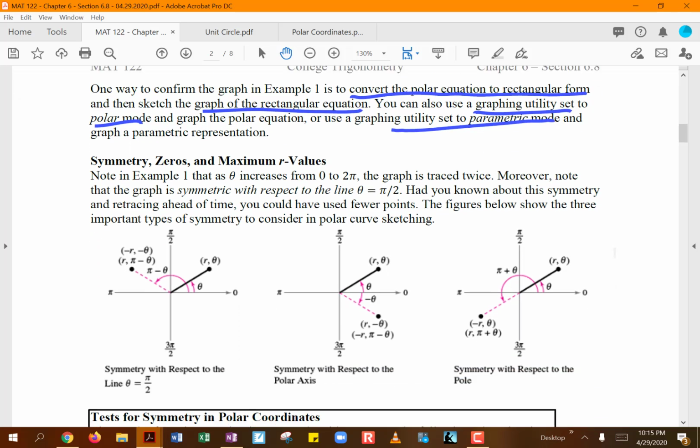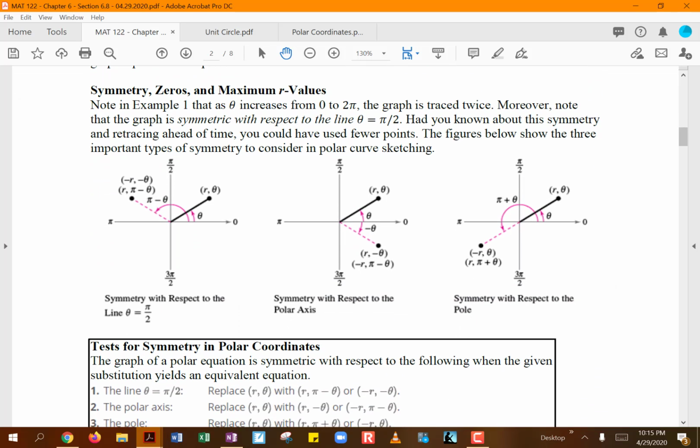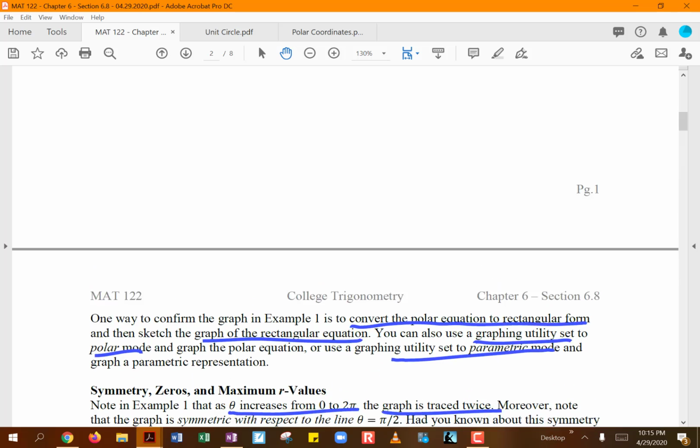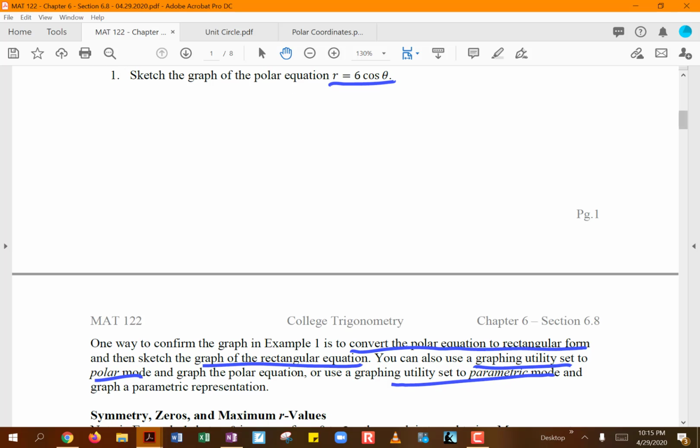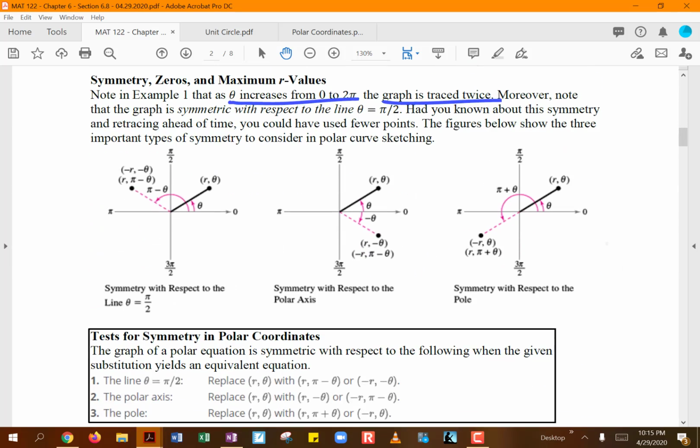Alrighty, now let's talk about some other aids. We're looking at how to find the symmetry, and how to find the zeros and the maximum values for the r value. If you look at example 1, as theta increases from 0 to 2 pi, your graph is traced twice. If you use the values from 0 to pi, you already get one complete rotation of your circle, but if you use the remaining values, you will trace this graph twice, and that's what happened in the example we did.